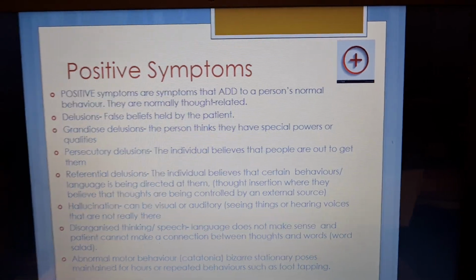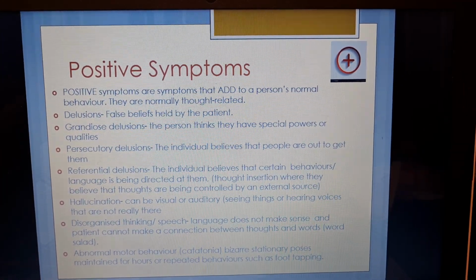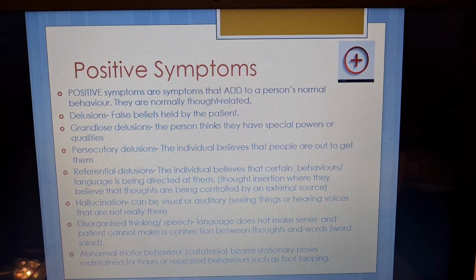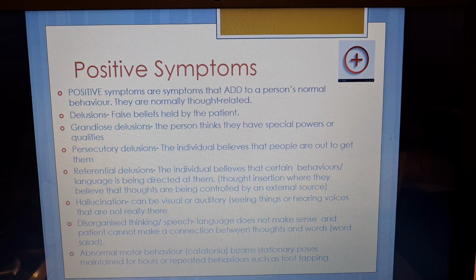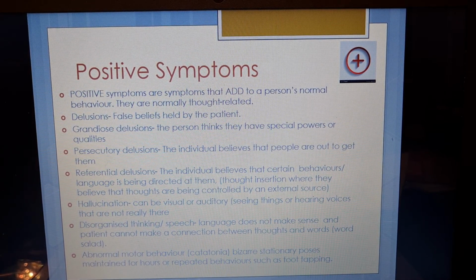Now, the positive and the negative symptoms of schizophrenia are sort of divided into two types. So some of the symptoms that we've talked about already can be divided into both positive and negative. Positive symptoms are things that are added to a person's normal behavior. So delusions are something additional to what a normal person would have. Referential delusions and hallucinations are again positive because they're an addition to a normal person's symptoms. Disorganized thinking. So these are all positive symptoms because they are an addition to a person's normal behavior. They are normally thought related, so to do with the cognitions, to do with the mind. So as you can see, delusions, hallucinations, disorganized thinking, these are all positive symptoms, and even catatonia, catatonic behavior.